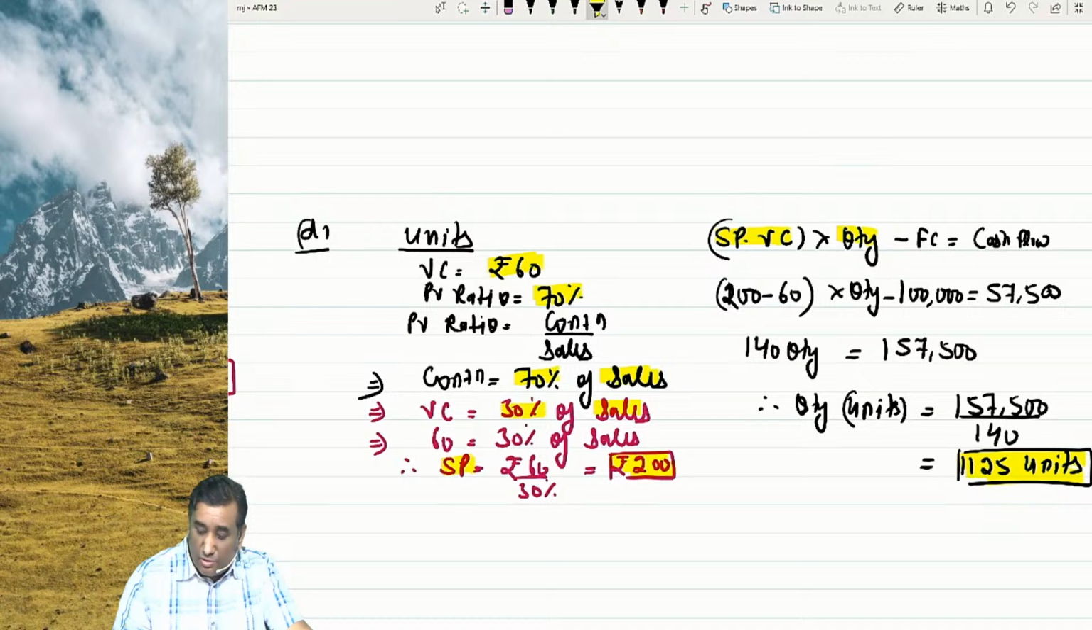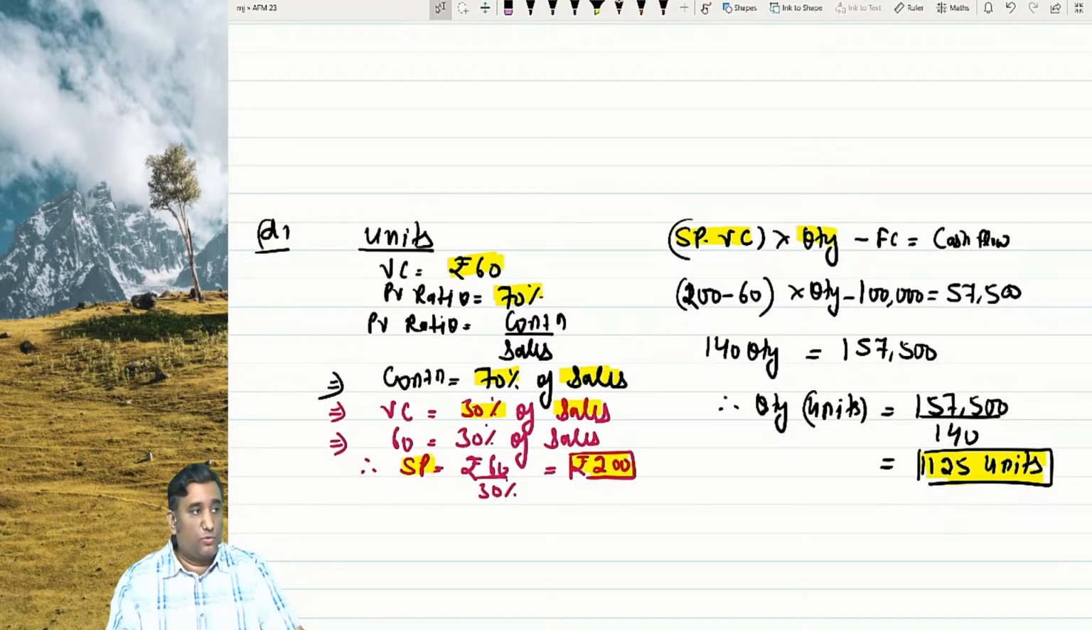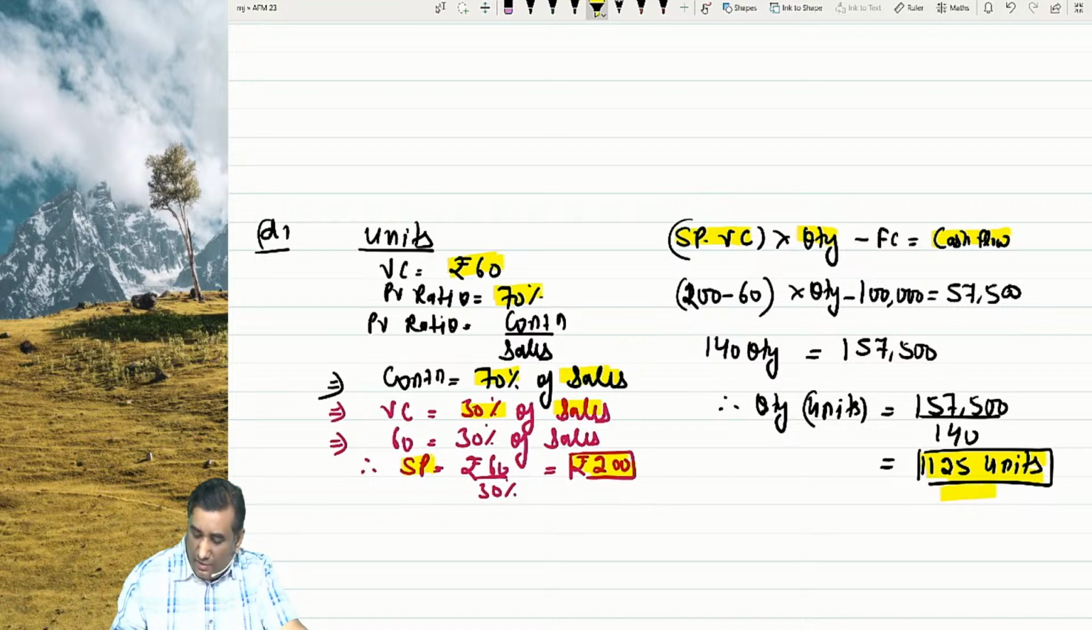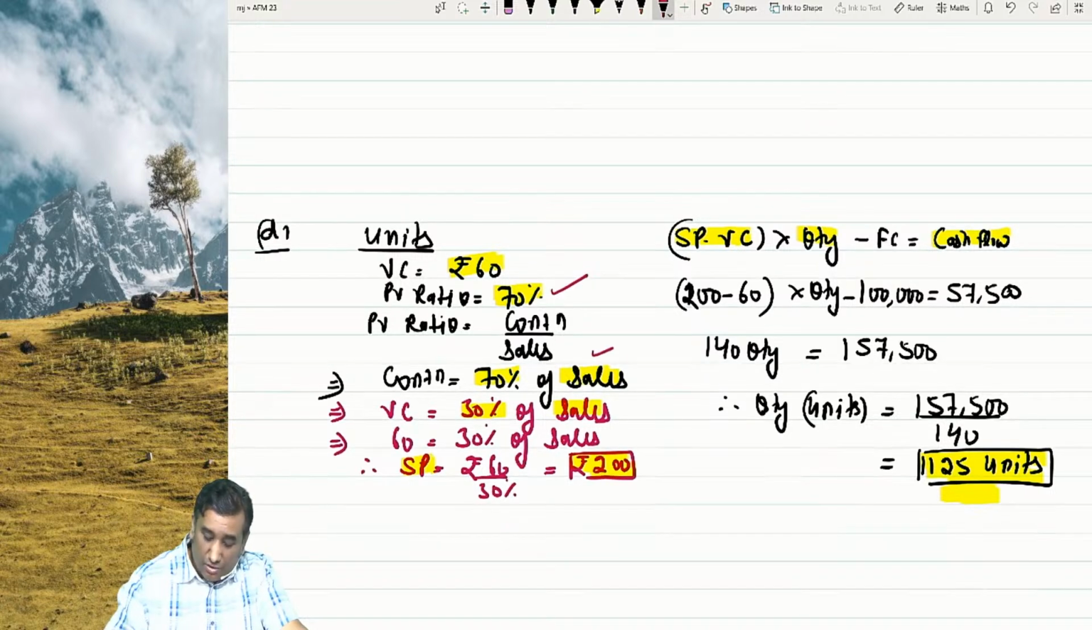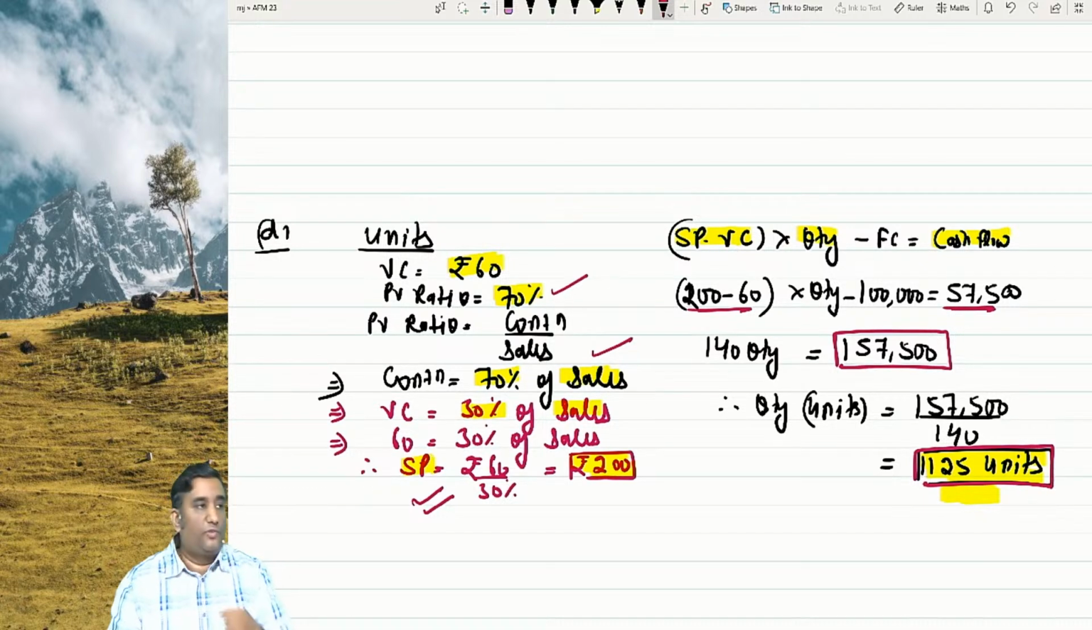Selling price minus variable cost into quantity is contribution; contribution minus fixed cost will give me cash flow. Since there is no tax, it will give me cash flow. So it will give me a cash flow, and I come to know this part here, and when I solve I get 1125 units. So once again, using my PV ratio contribution, I get my selling price. Using this selling price and this ratio, I get this part here, and using this part I can reverse calculate my number of units.